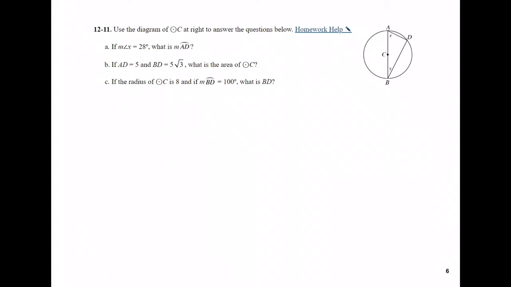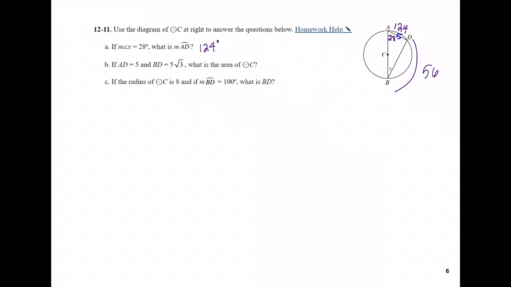12-11, use the diagram of circle C at the right to answer the questions below. If the measure of angle X is 28 degrees, so make sure you always fill in your measures, what is the measure of arc AD? So if this is 28 degrees, the measure of this arc is twice that angle, which is 56. We then can subtract 56 from 180, which tells us arc AD is 124 degrees.